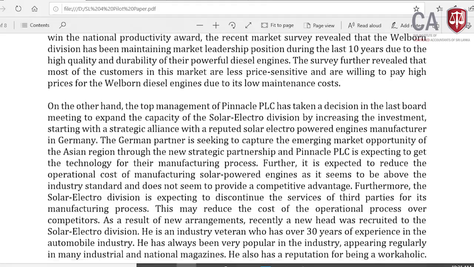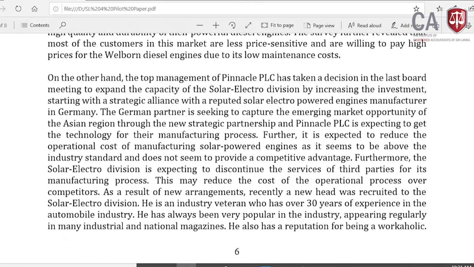On the other hand, the top management of Pinnacle PLC has taken a decision in the last board meeting to expand the capacity of the solar electro division by increasing the investment. So, they have taken a decision to expand the activities of solar electro division, starting with a strategic alliance with a reputed solar electro powered engine manufacturer in Germany. They have decided to make an alliance with a solar electro power engine manufacturer in Germany.